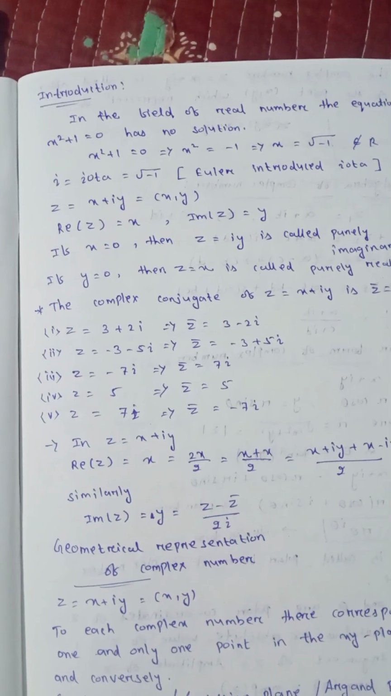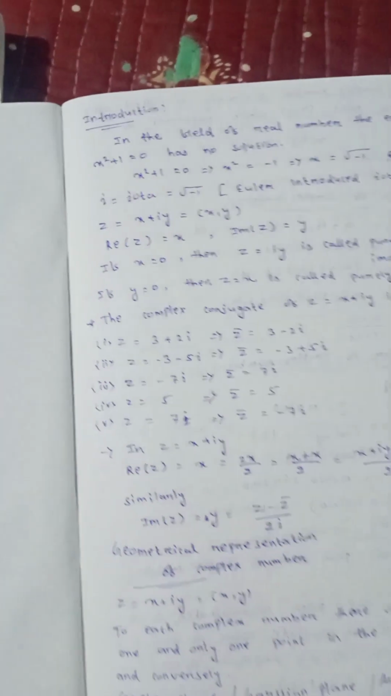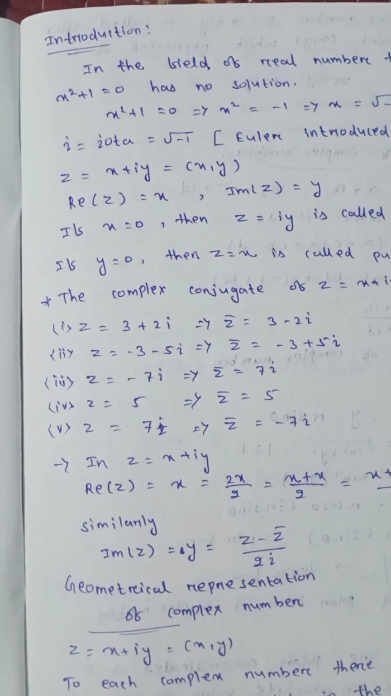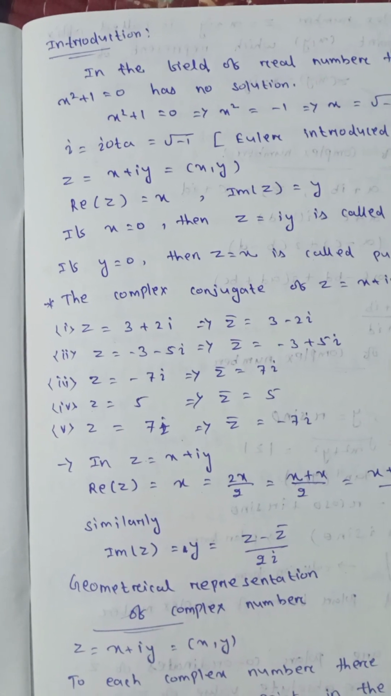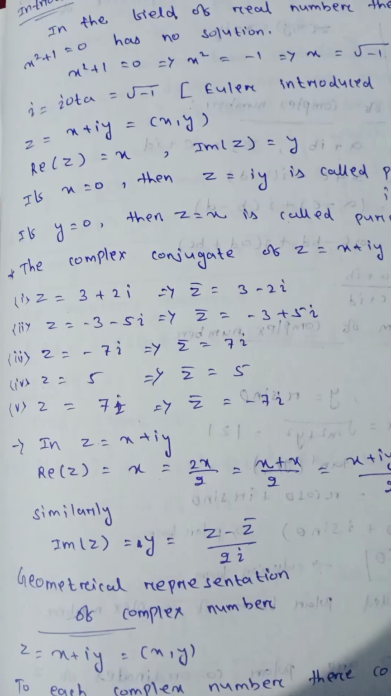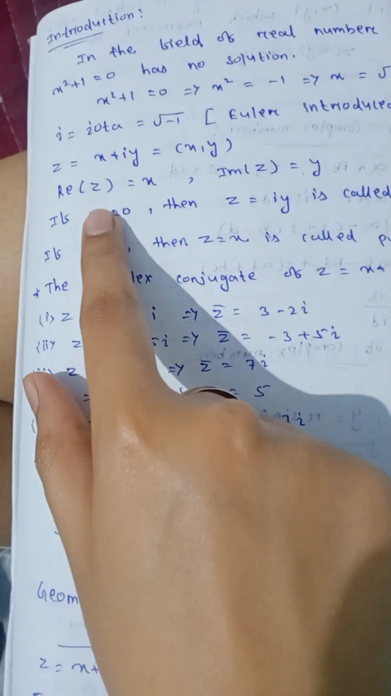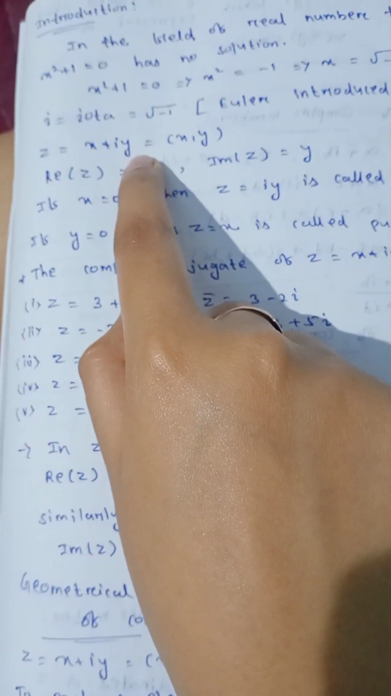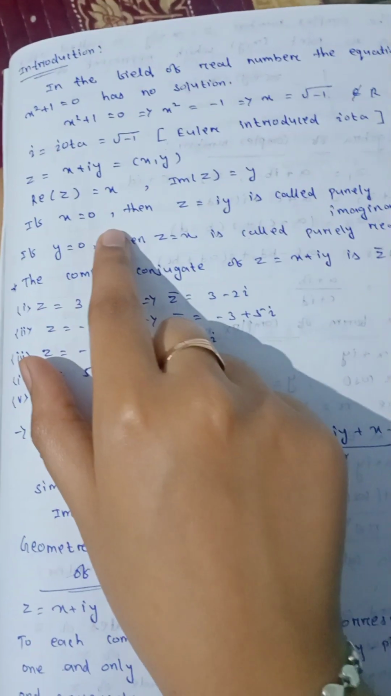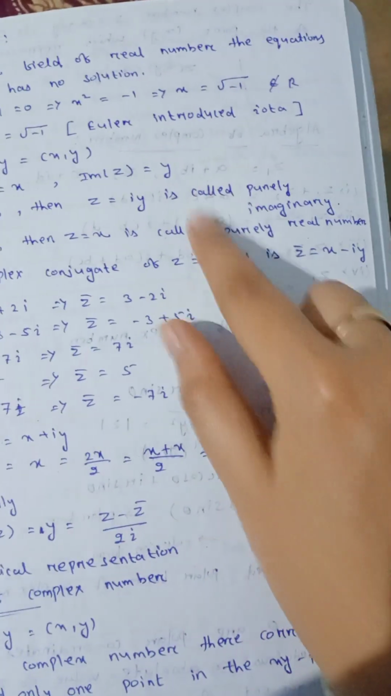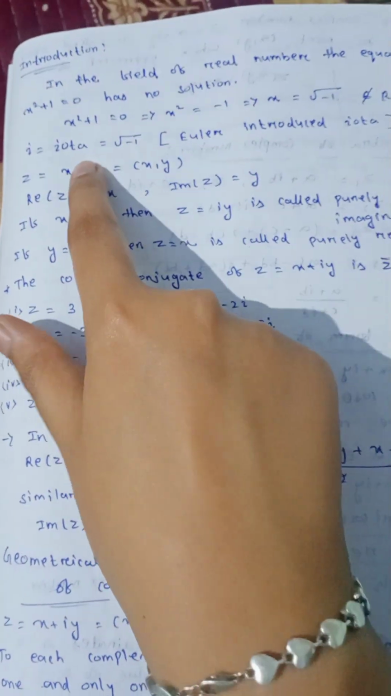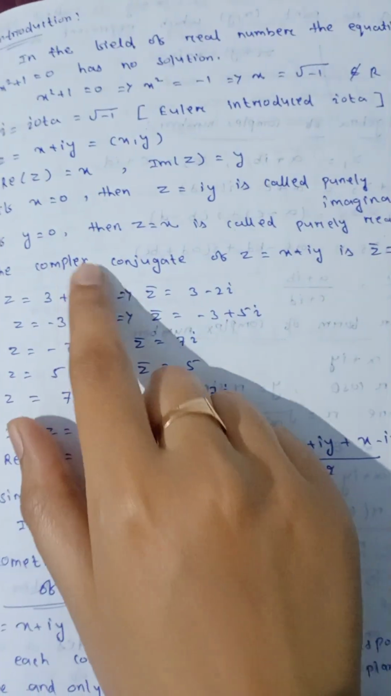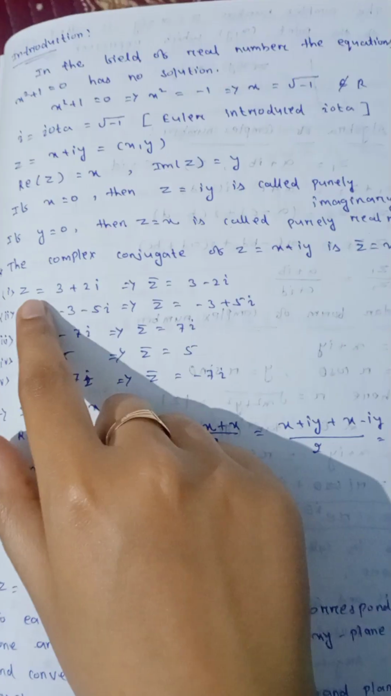Euler introduced iota. Z equals x plus iy. It is also written as (x, y), which is in the Argand plane. Here the real part of z equals x, and the imaginary part of z is y. If x equals 0, then z equals iy, which is purely imaginary. If y equals 0, z equals x, which is called a purely real number.